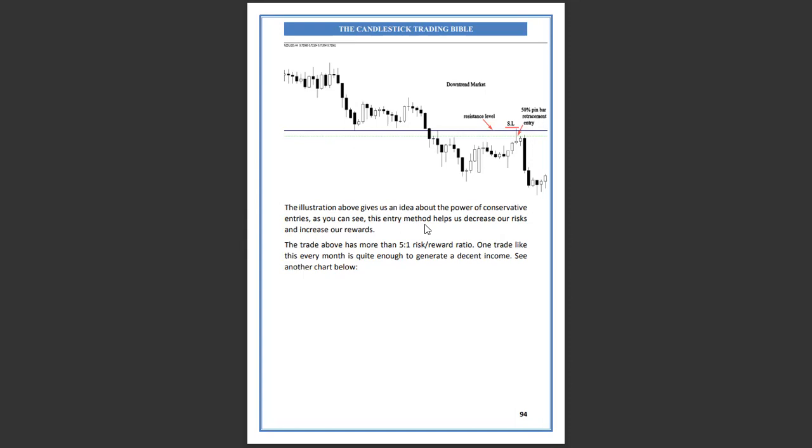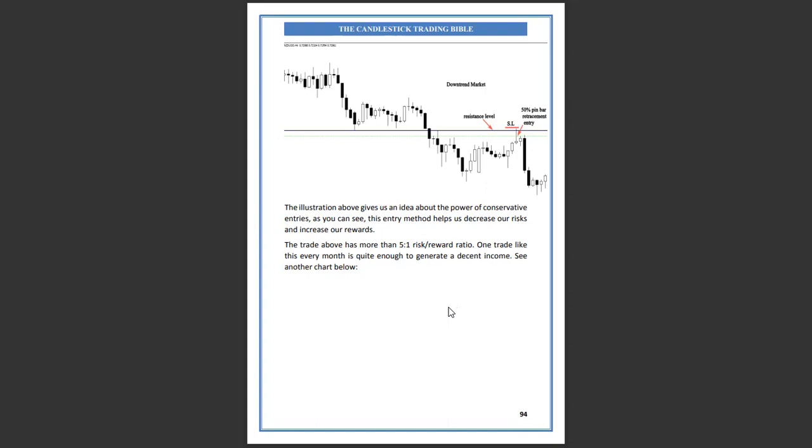The trade above has more than 5:1 risk to reward ratio. One trade like this every month is quite enough to generate a decent income. See the chart above. The guy that wrote this book says one trade like this every month. It does say every month, one trade.